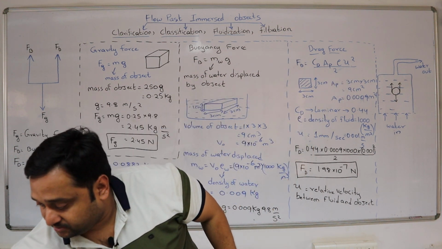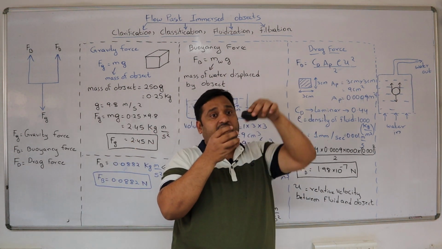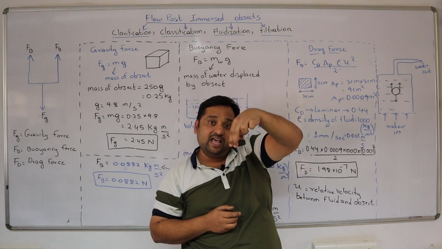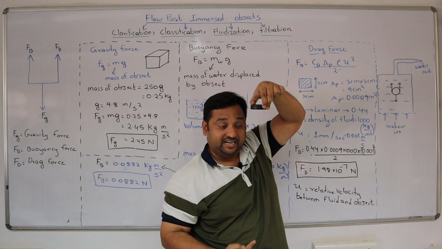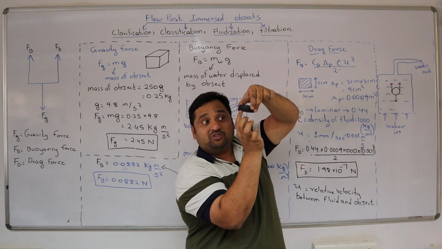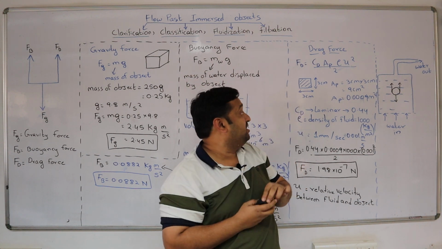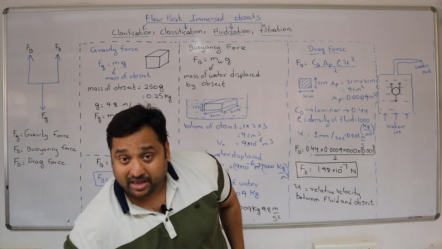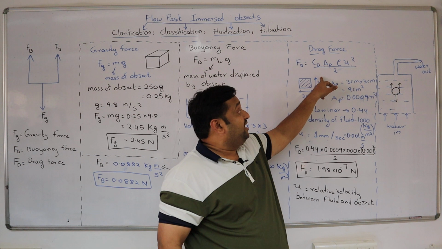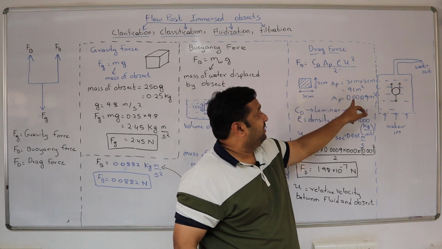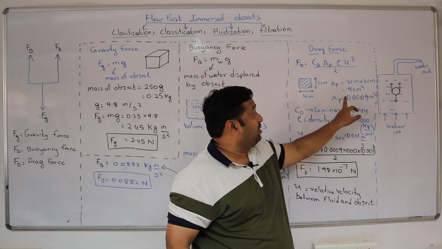Assume this is the particle. If a particle is going in this direction, the projected area will be this one, okay, because this is the area that is being dragged. So this is called projected area. For my particle, assume this is a square particle of 3 centimeter, so the projected area is 9 centimeter square, that is this much amount in meter square.